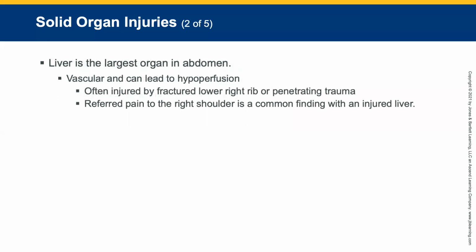The liver is the largest organ in the abdomen. Say that. That's a test question, probably. The liver is the largest organ in the abdomen. It is very vascular, and it can contribute to hypoperfusion if injured. Often the injury can be fractured by a lower right rib, or can be penetrating from the rib at the same time. A common assessment finding is referred pain to the right shoulder.